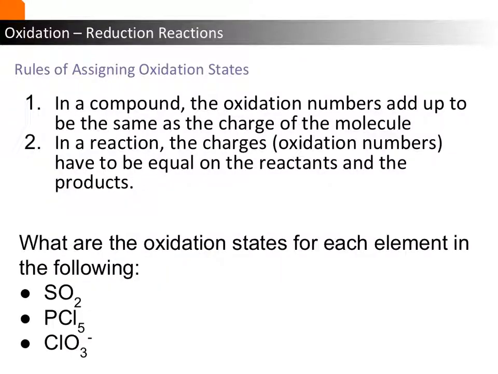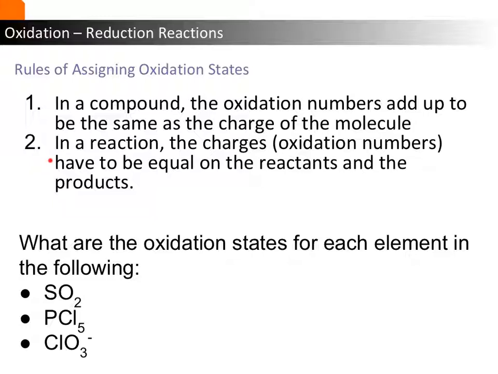Now, before we get to actually assigning oxidation numbers or oxidation states, the last 2 guidelines that I want to point out to you are these: in a compound, when you add up the oxidation numbers, they should always equal the charge of the molecule. So if the molecule is neutral, then the oxidation numbers should cancel each other out. If the compound is a polyatomic ion, then the oxidation numbers should add up to equal the charge of that polyatomic ion.